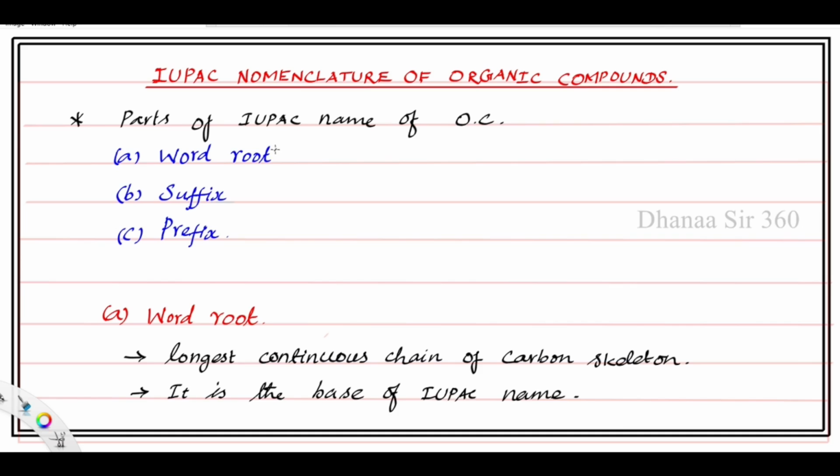First we discuss the parts of an IUPAC name. Generally, the IUPAC name of an organic compound consists of three parts, namely word root, suffix and prefix. There are two types of suffix available. First one is primary suffix and second one is secondary suffix. Similarly, prefix is also classified into primary and secondary.